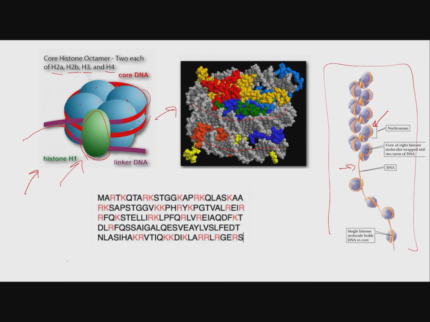And then here I've got some sequences for you. So this is the histone protein. They're all similar in structure, and they're all rich in basic amino acids. So you can see lysine and arginine shown in red. These are positive at physiological pH, so they form tight bonds with the negatively charged phosphate backbone.